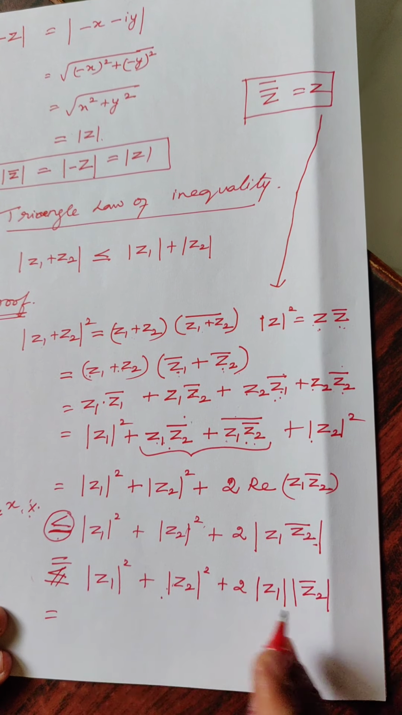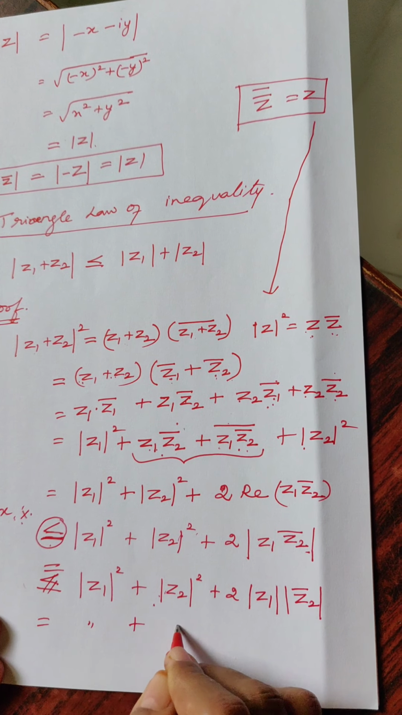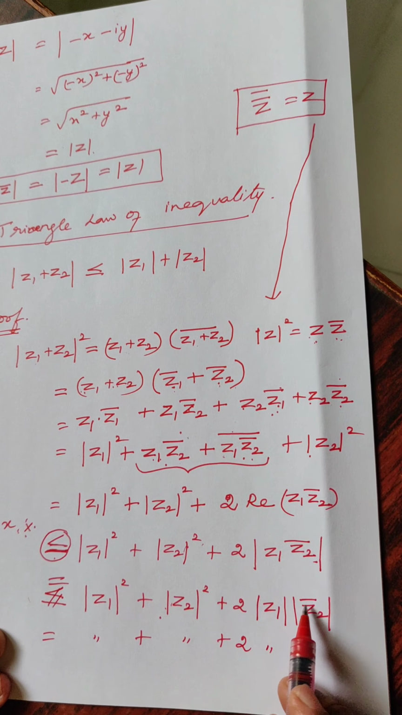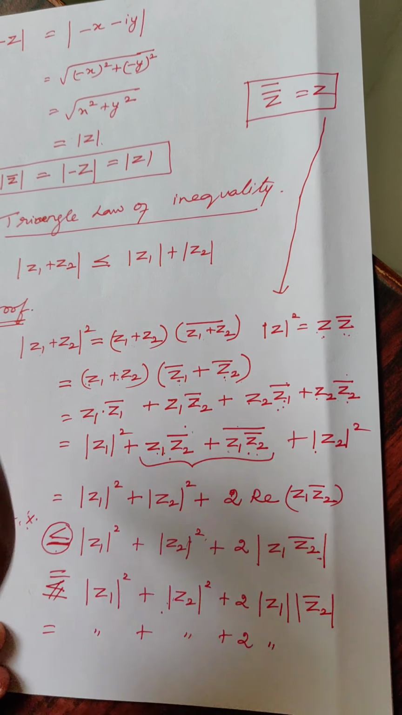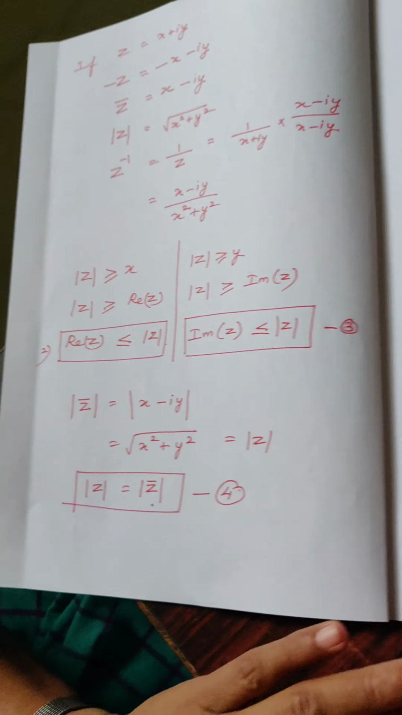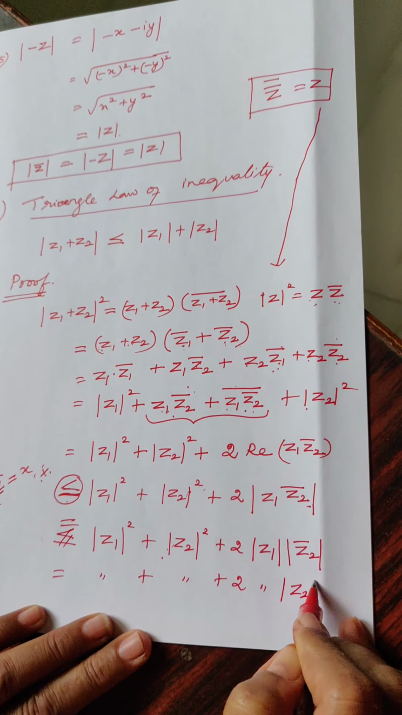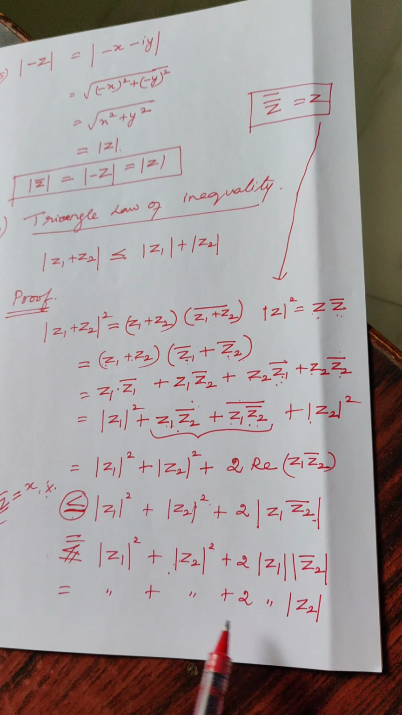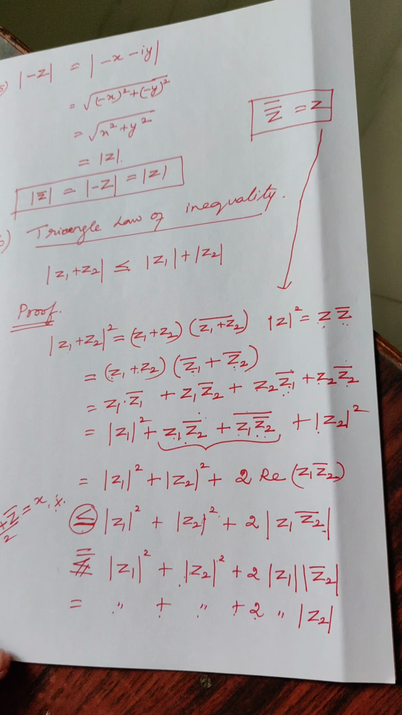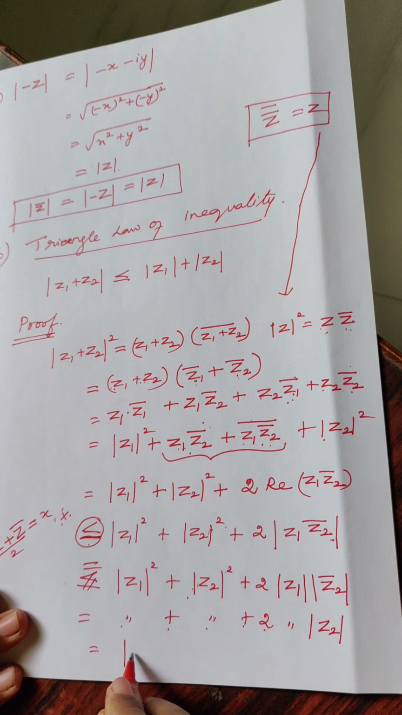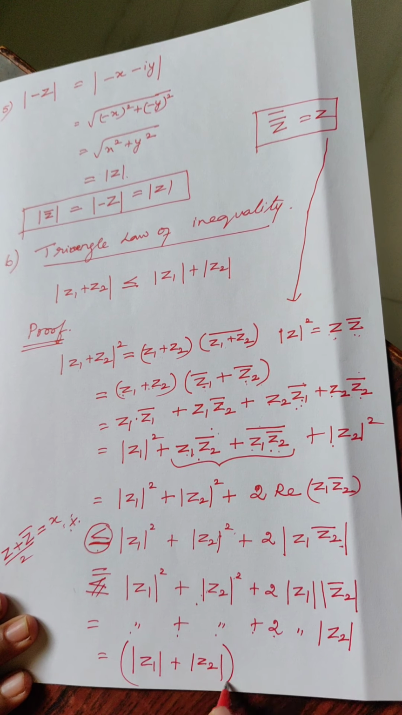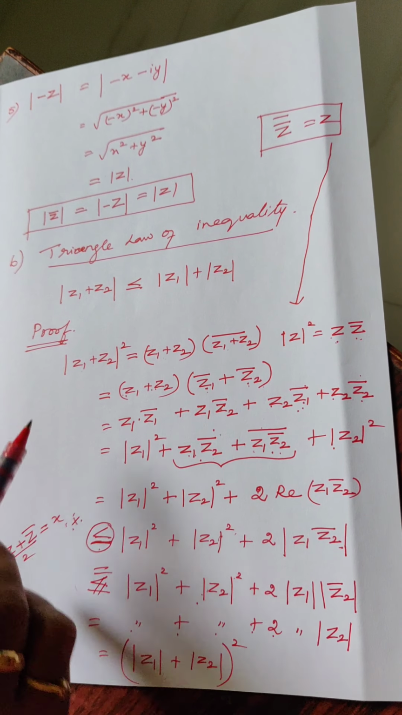I am writing this as it is, plus this as it is, plus this as it is. Instead of modulus of z2 bar, see this result? Modulus of z and modulus of z bar are one and the same. So I am applying the same concept, modulus of z2. Is it okay? It looks like the form a square plus b square plus 2ab. So simply I can write it as modulus of z1 plus modulus of z2, the whole square. Clear now?